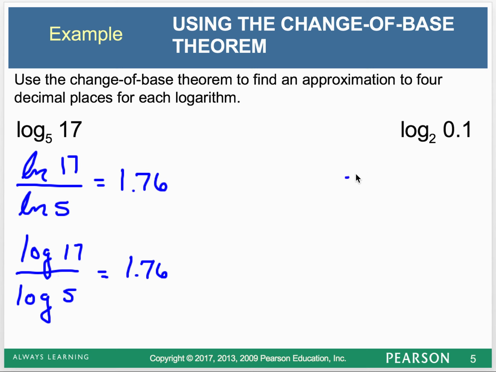Okay, so over here, the 0.1 is above the 2, so I'm going to keep it that way. And then I can just plug it in my calculator. Natural log of 0.1 divided by natural log of 2. Negative 3.32.